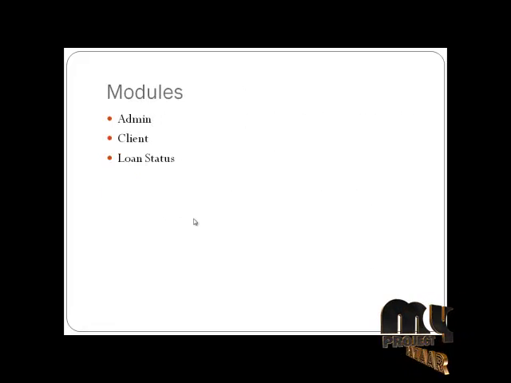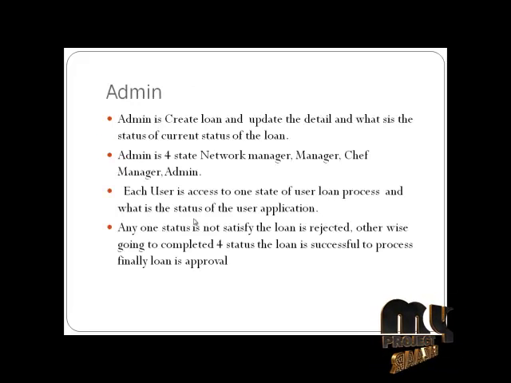There are three modules. One mail is sent, and the application number and the password are sent to our mails. That mail is sent to the user account modules. Admin creates the loan, updates the details, and sees the current status of a loan. Admin has four statuses: network manager, chief manager and admin. Each user accesses one status of the user loan process and sees the status of user applications.